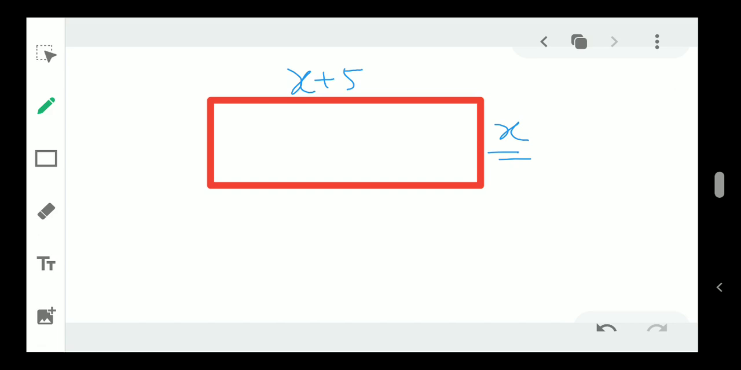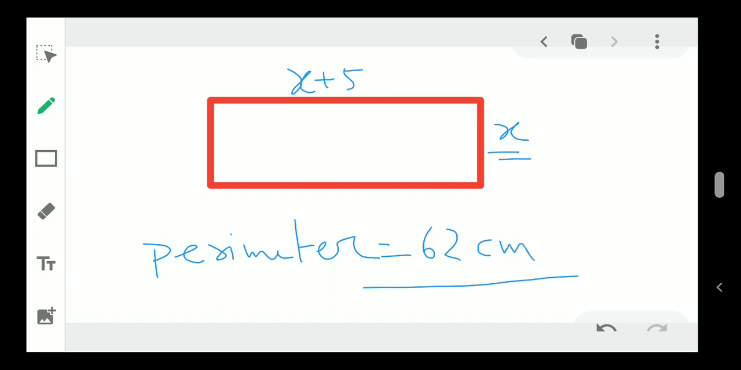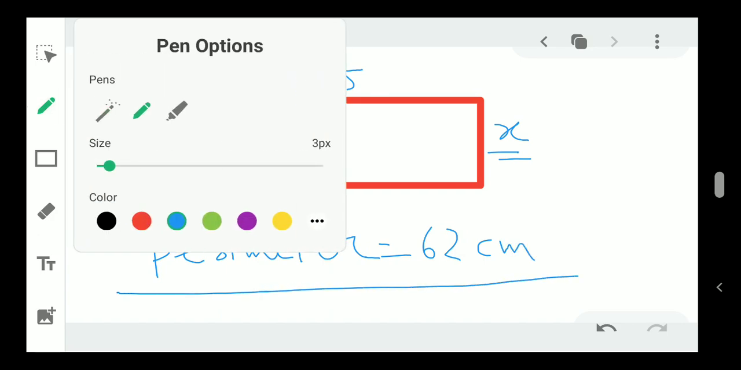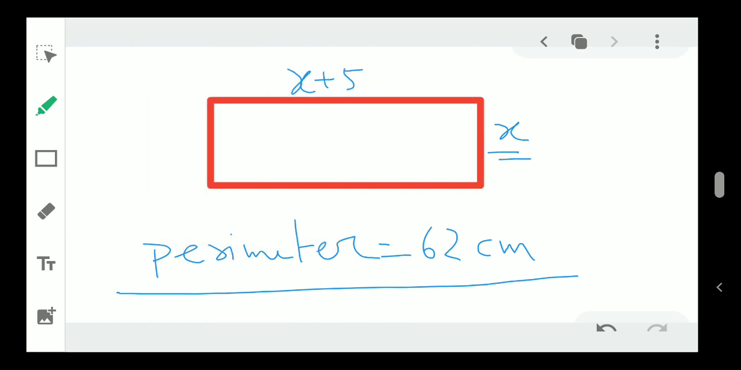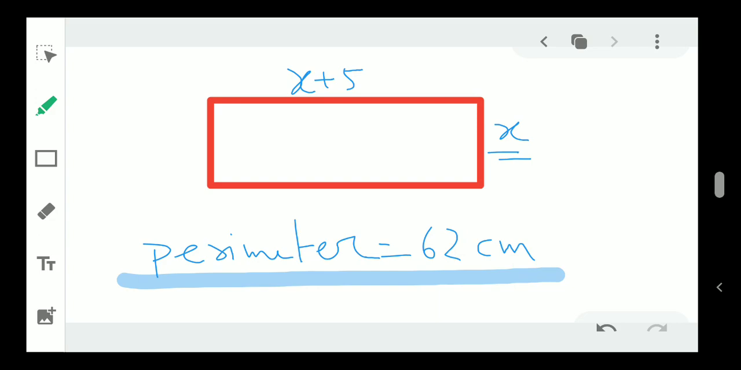Now write an expression. Let's say my perimeter is given. The perimeter is 62 centimeters. So this is my reference value. See, I am coloring the reference value in green. So where it is green, this is my reference value. Okay. Now, what is my condition?